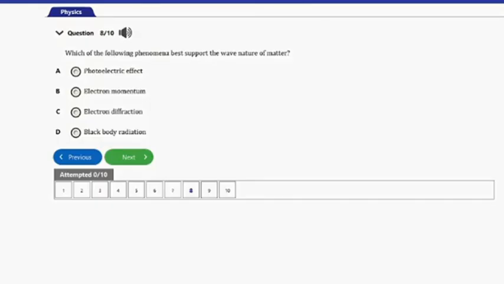So here we have question number 8. It says, which of the following phenomena best supports the wave nature of matter? We have A. Photoelectric effect, B. Electron momentum, C. Electron diffraction, and D. Blackbody radiation. So guys, the answer to this question here is option C, and that's electron diffraction. So we'll go ahead and consider the next question here, guys.